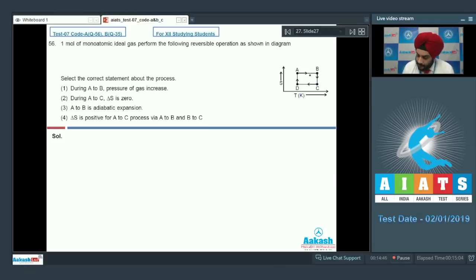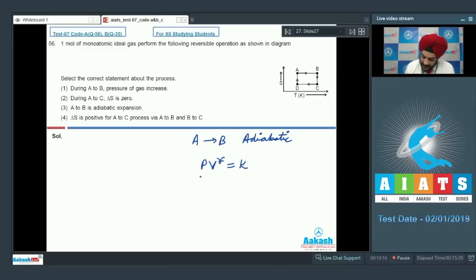So if you look at the graph, the value of S remains constant from A to B, and it is a reversible process since we are able to draw the plot of S versus T. So we can say that the process A to B is adiabatic. So if the process A to B is adiabatic, we can use the equation of state. So we have PV to the power gamma equal to constant.